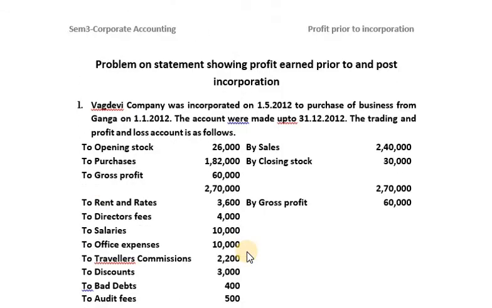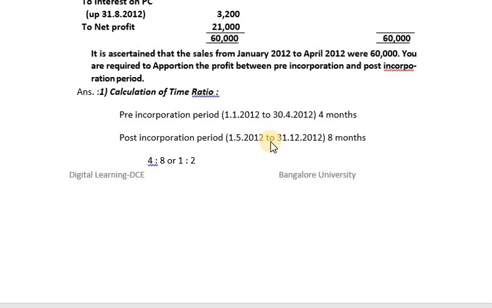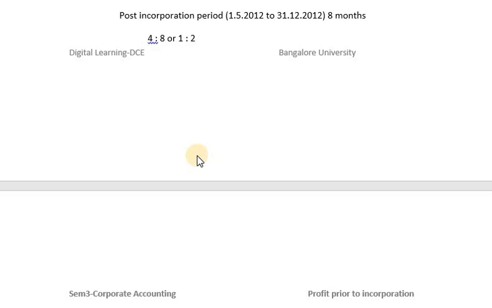Concentrate here. The business was acquired on 1/1/2012, and the company was incorporated on 1/5/2012. From 1/1/2012 to 30/4/2012 is 4 months. From 1/5/2012 to 31/12/2012 is 8 months. So the ratio is 4:8 or 1:2. The pre-incorporation period is 4 months, and the post-incorporation period is 8 months. The time ratio is done.